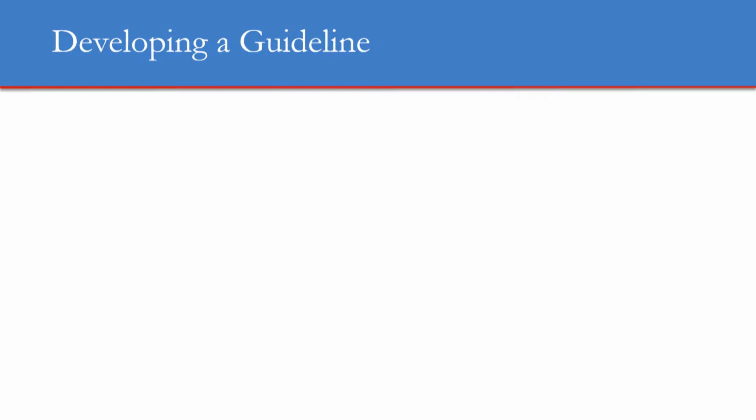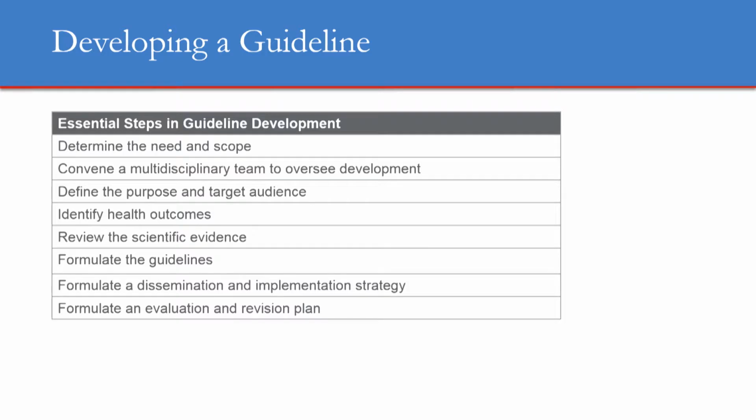Developing a clinical practice guideline must follow a systematic and transparent approach. The table shows the essential steps that need to be followed in the process. These steps are not necessarily in sequential order. We will consider each of the steps one at a time.